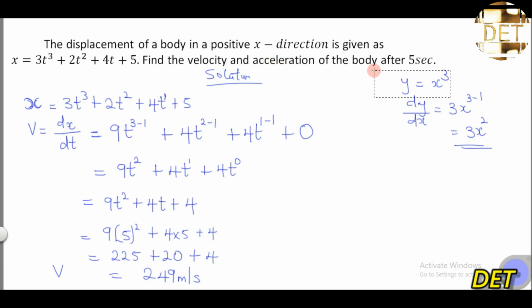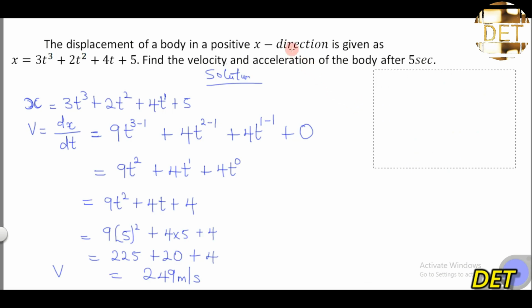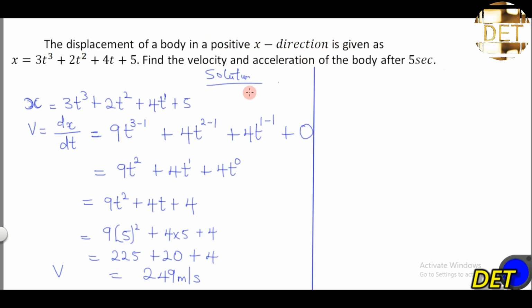So here I'm going to look for my acceleration, right? We know that acceleration is equal to velocity over time, right? What we have been given here is that our velocity is 9t squared plus 4t plus 4, right? So this is the velocity that we got.